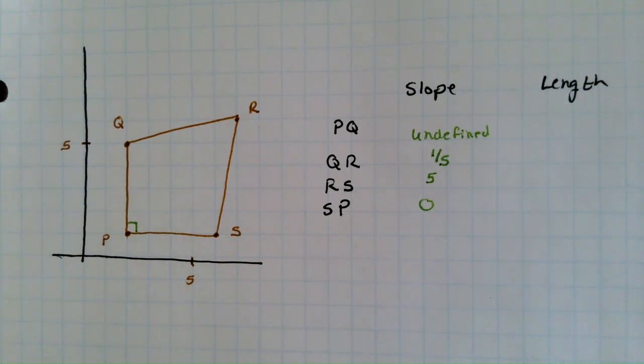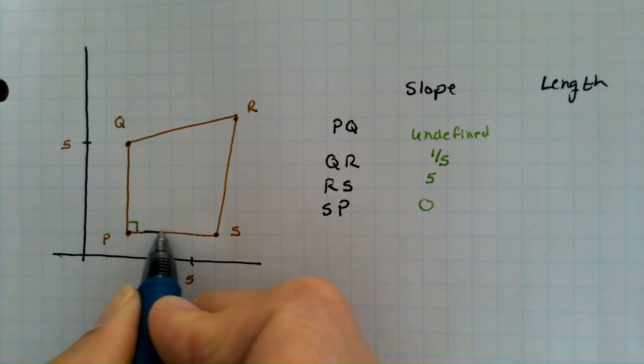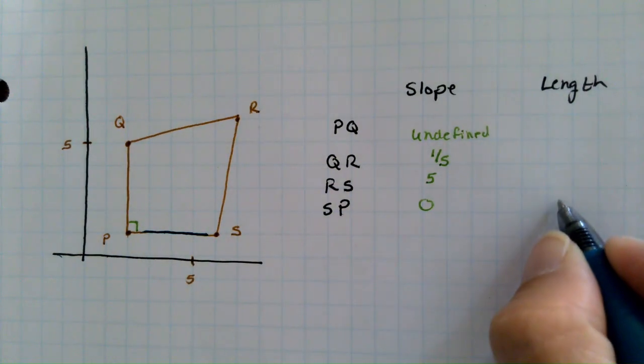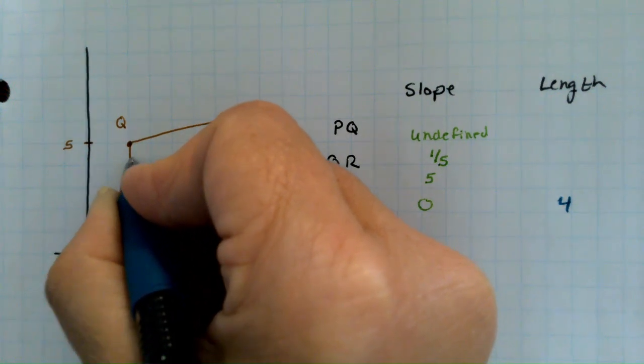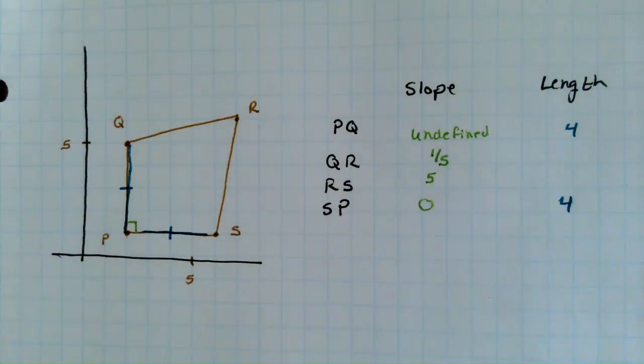So what about their lengths? Now when they're flat, they're really easy to get their lengths. We just count 1, 2, 3, 4. So this had a length of 4, and 1, 2, 3, 4. This also had a length of 4, so they're congruent.